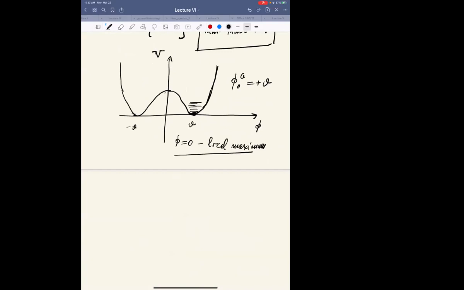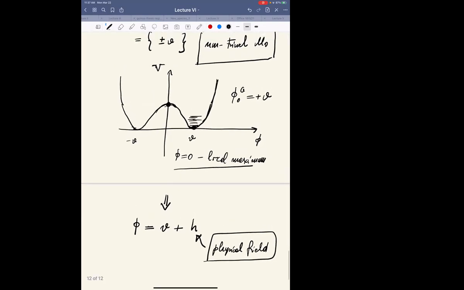In other words, phi is not a physical field. Phi describes the motion around here, but this is a local maximum. I don't want to live here on the top. I fall down immediately. So really phi is equal to V plus H, where this is a physical field. Or it could be a physical field. I can't argue immediately it's a physical field, but I should look at this field to see whether or not it makes sense, its mass term and so on, and its interactions.